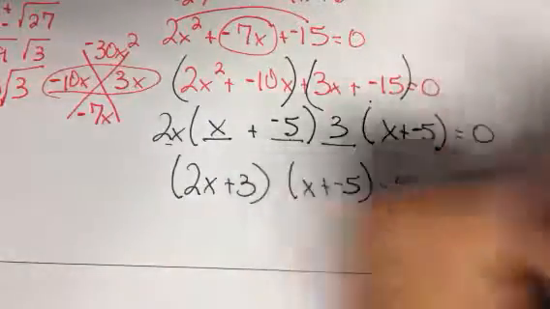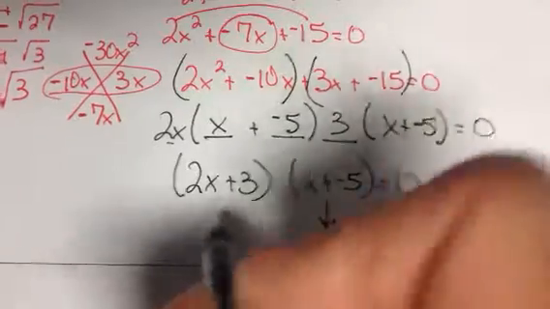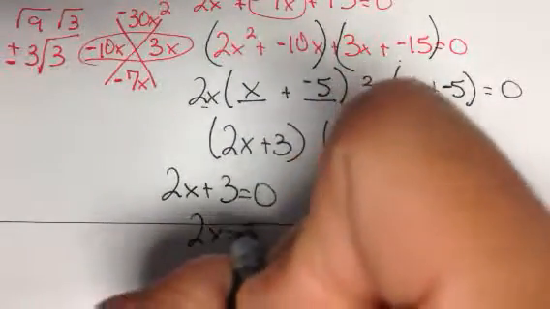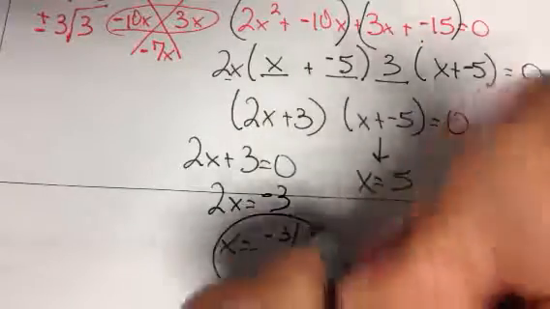And again, we've been factoring just what makes them 0. This is an easy one. X equals 5. This one isn't as easy to see, so if you want to set it equal to 0, then I would subtract 3, and x would be negative 3/2. So these are some of my solutions.